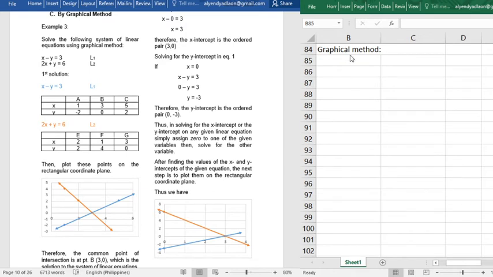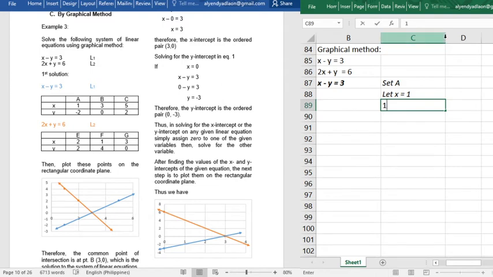Now to start, let us use these equations. Our first equation is x minus y equals 3, and our second equation is 2x plus y equals 6. Now to get the x and y's of x minus y equals 3, we will assign values. Now using set A, we have x as 1. So if x is 1, how much is y?